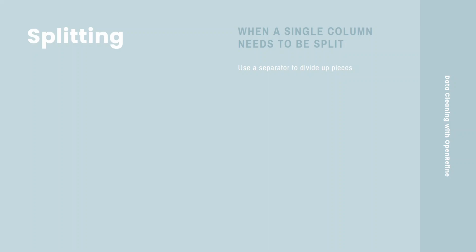Sometimes data in a single column needs to be split into multiple columns. If there is a common separator in those cells, like a comma or a space, then you can use that separator to divide up the pieces of that column.